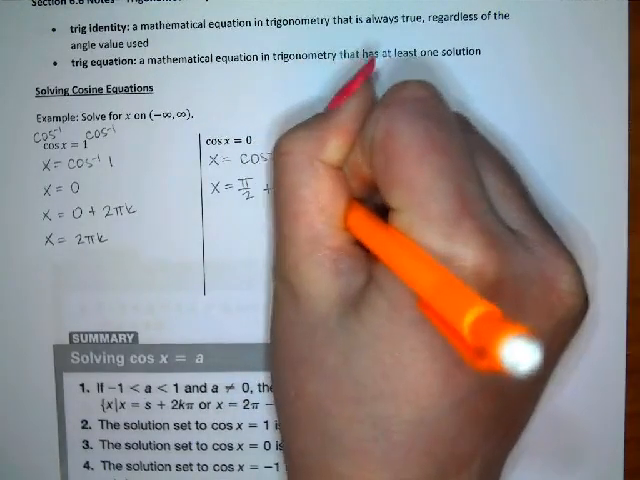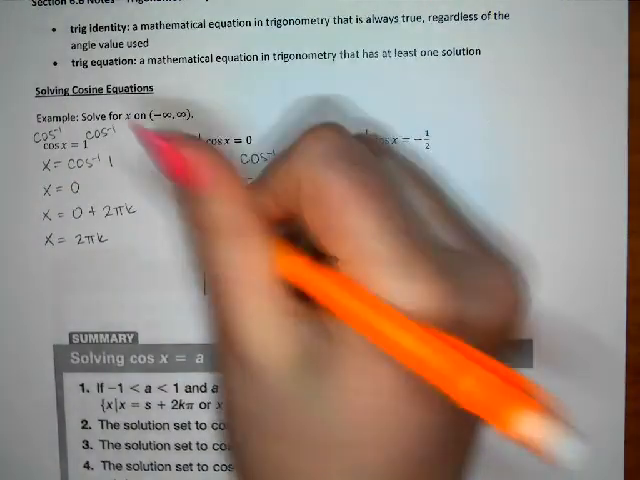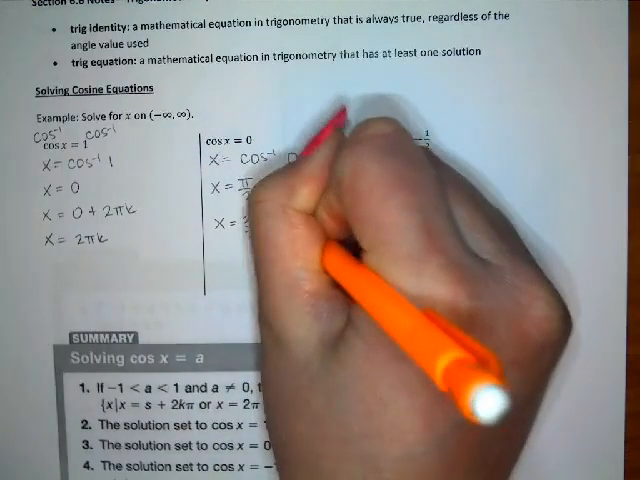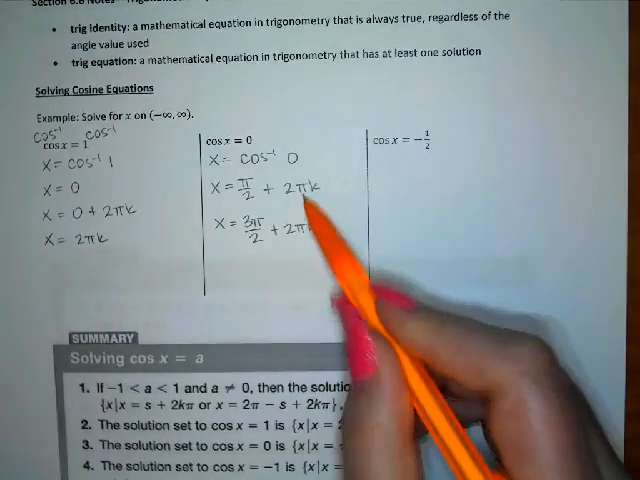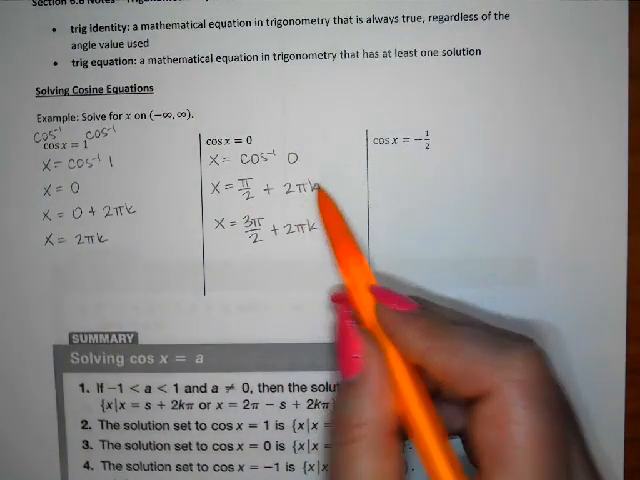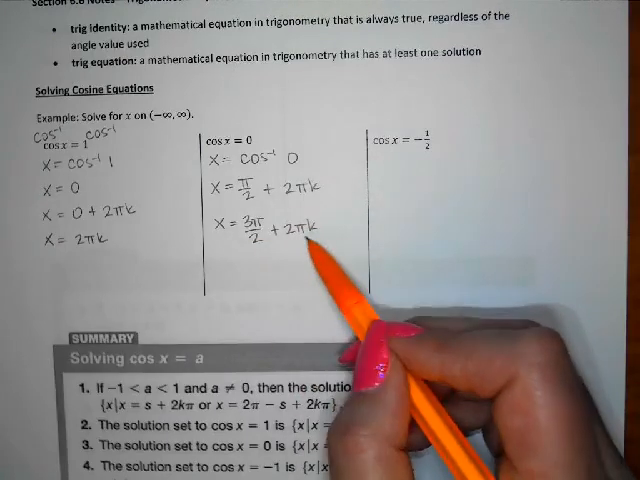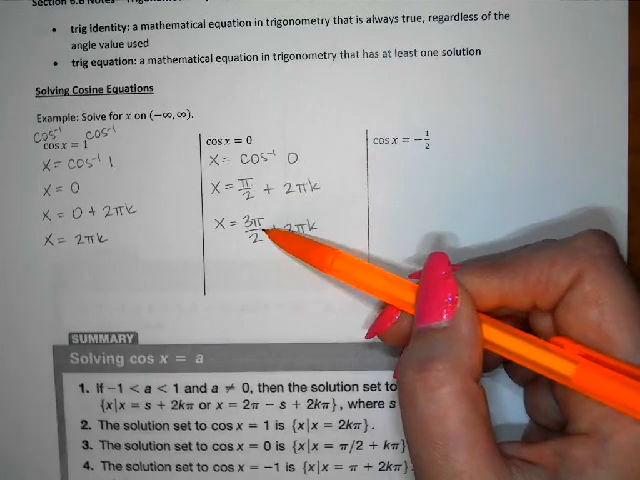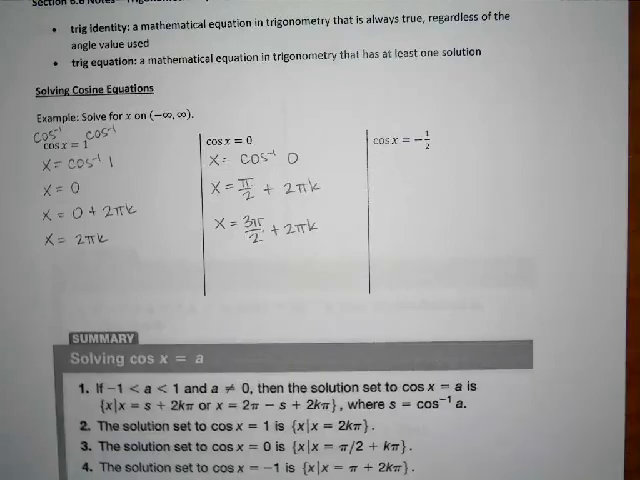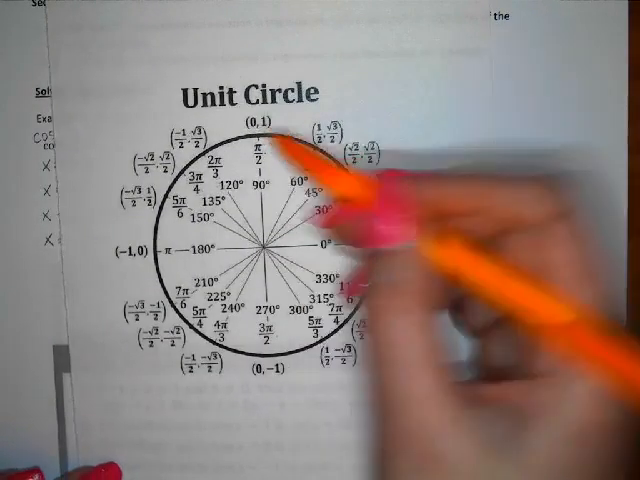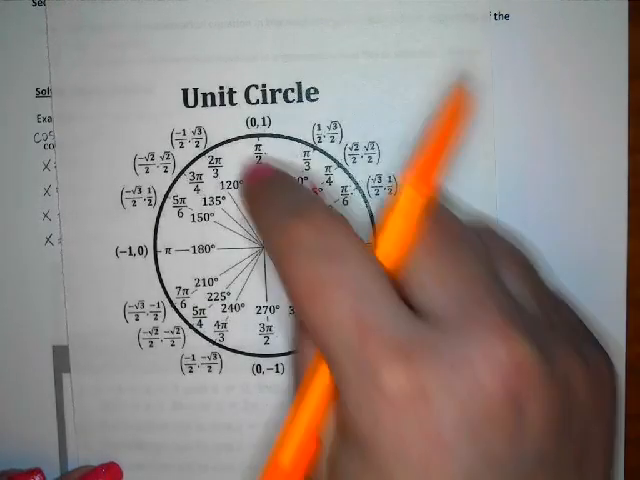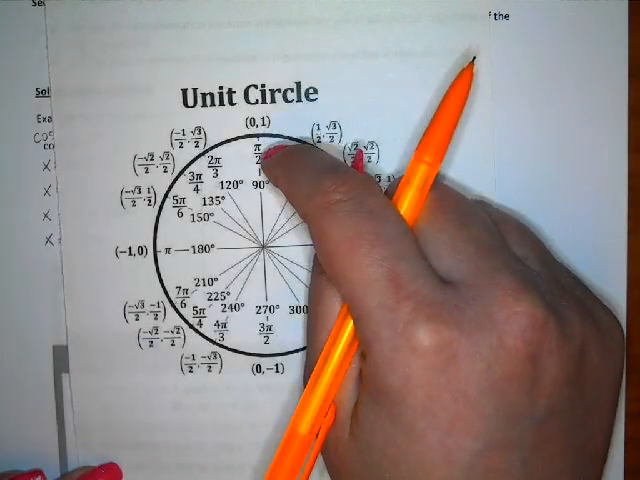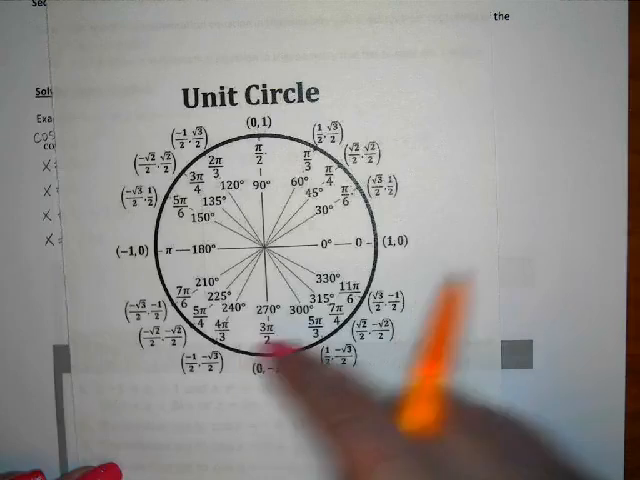Those are all the answers that are coterminal with pi halves. And I'm going to say x equals 3 pi halves plus 2 pi k. And these two answers can be pushed together to be a little bit more concise, because if you notice, pi halves and 3 pi halves are 1 pi away from each other. So that means that cos is going to be 0, or the x-coordinate is going to be 0 every pi. So pi halves would be 0, 3 pi halves would be 0, 5 pi halves would be 0, 7 pi halves would be 0, 9 pi halves, and so forth.